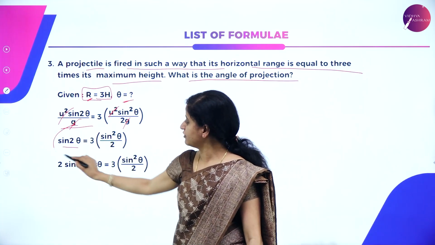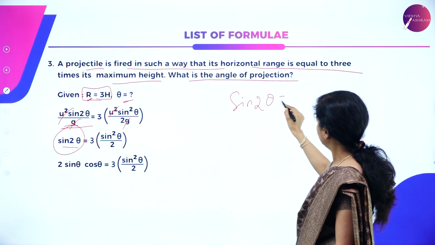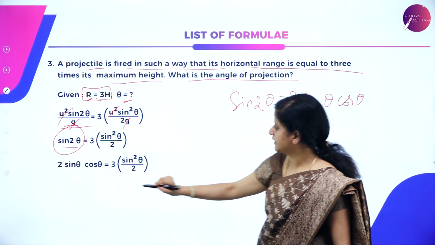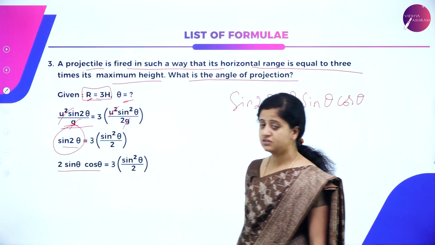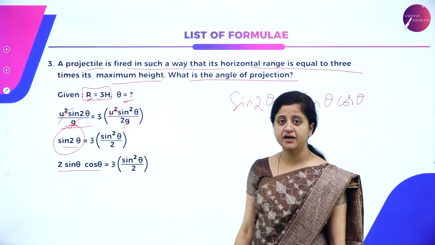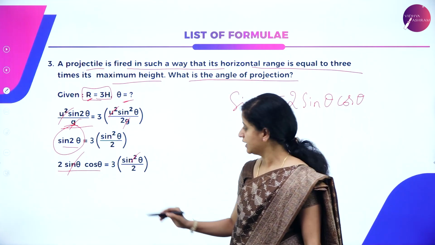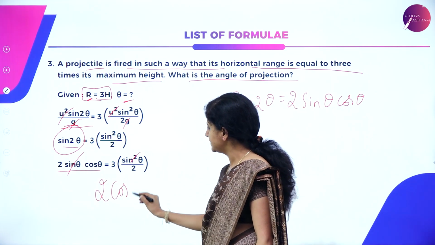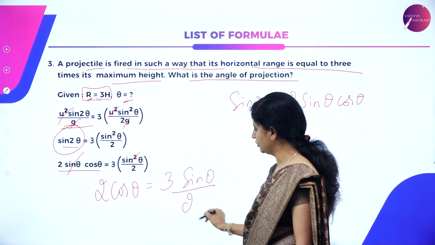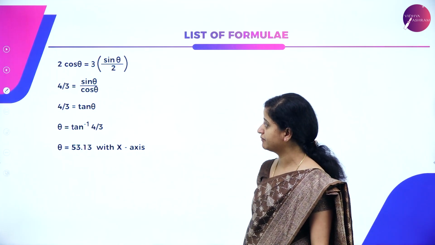Now what is the formula for sin 2 theta? Sin 2 theta is given by 2 sin theta cos theta. So let us substitute sin 2 theta as 2 sin theta cos theta, which is equal to 3 sin square theta divided by 2. Now you can cancel one sin theta and sin theta here, and we remain with 2 cos theta is equal to 3 sin theta divided by 2.